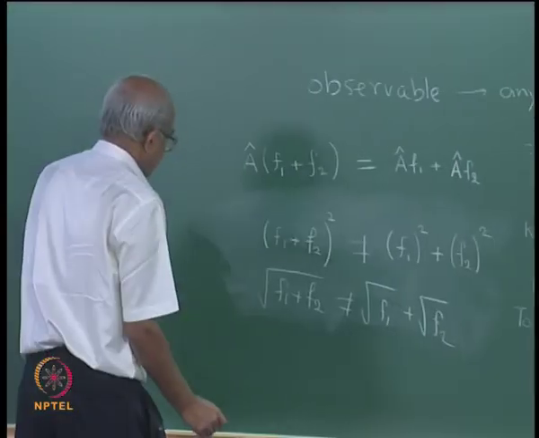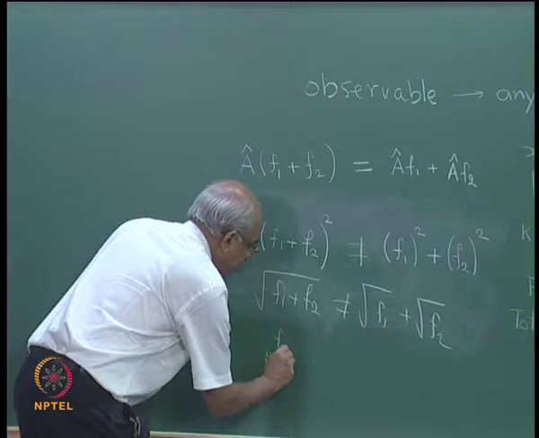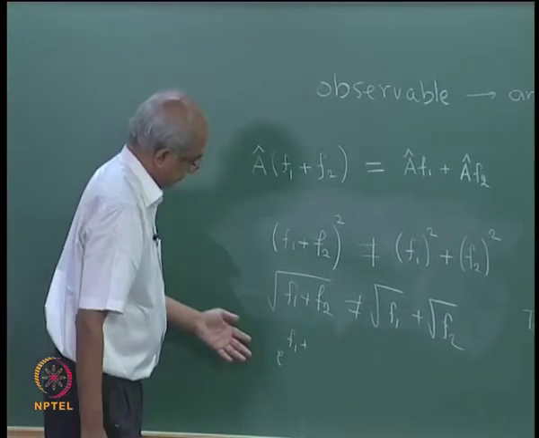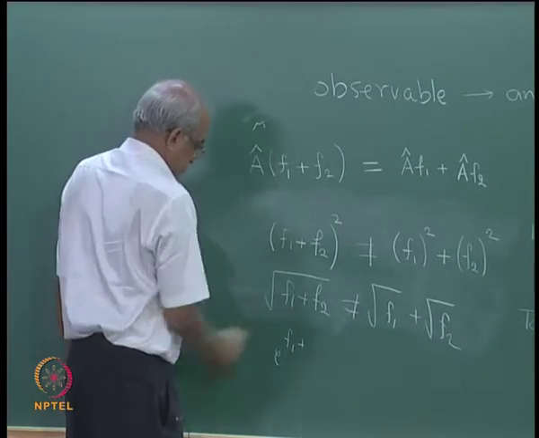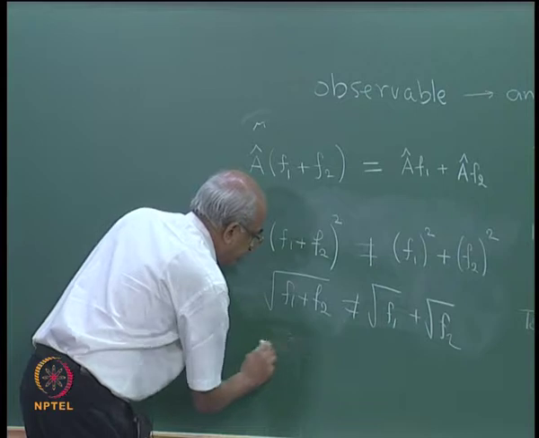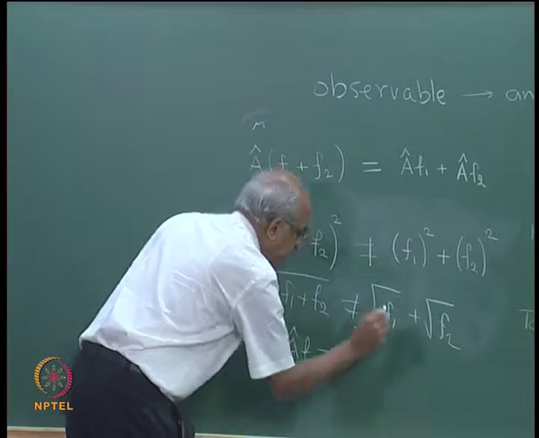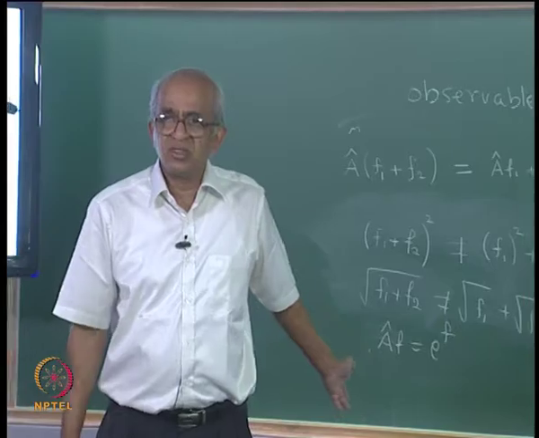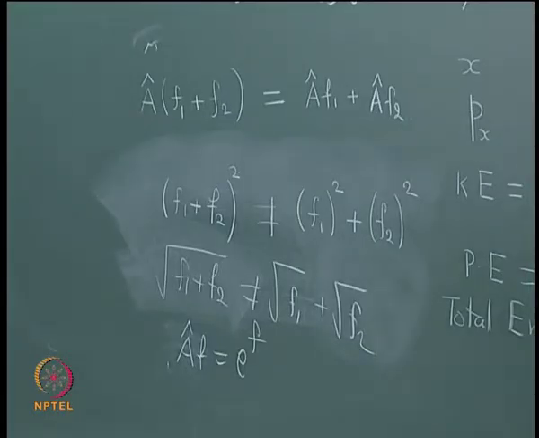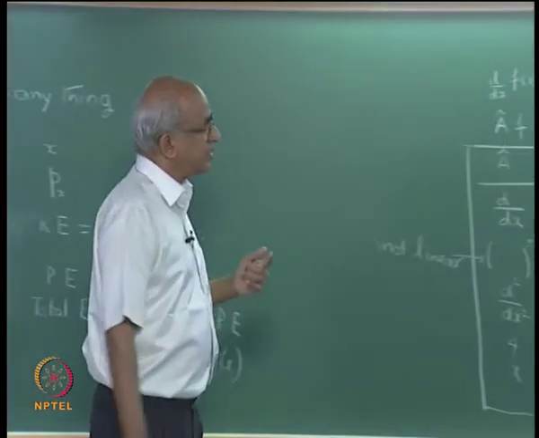Or if you like, you can think of another operation, which is taking the exponential. See, for example, let me define a new operator, A, operating upon f. I say it is equal to e to the power of f. If you give me any function, I will just take the exponential of that function. It is very easy to convince yourself that this is not a linear operator, it is a non-linear operator. Okay. So, this is enough as far as linearity is concerned.